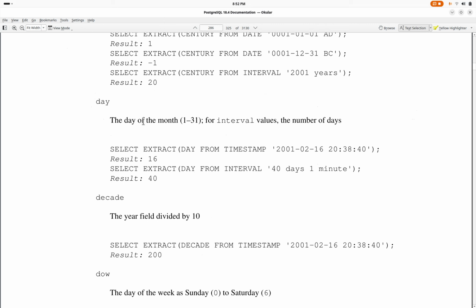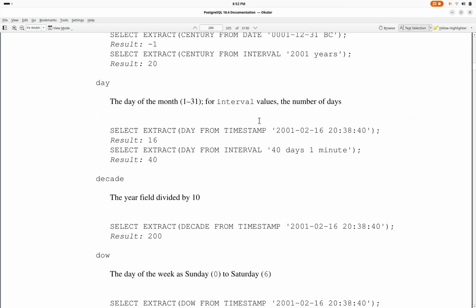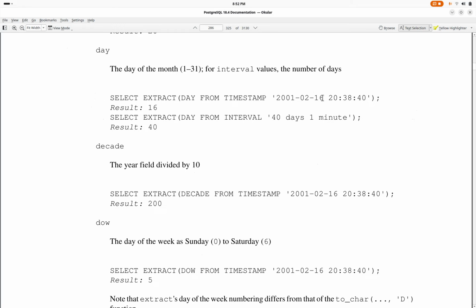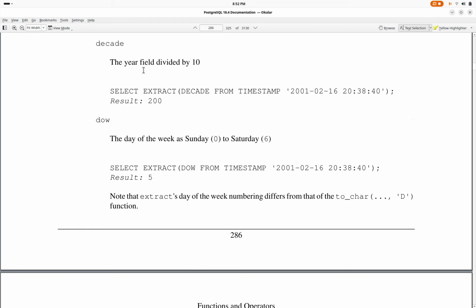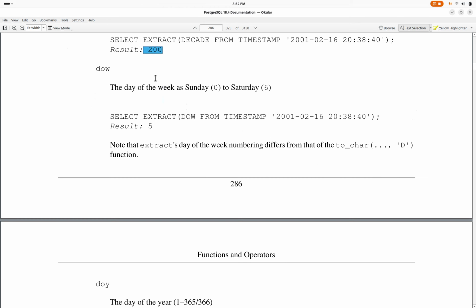Then we have day, the day of the month, 1 to 31. For interval values, the number of days. So here our day field is 16. Here we have 40 days, so the result is 40. Decade is the year field divided by 10. So you divide it by 10, and our decade is 200.